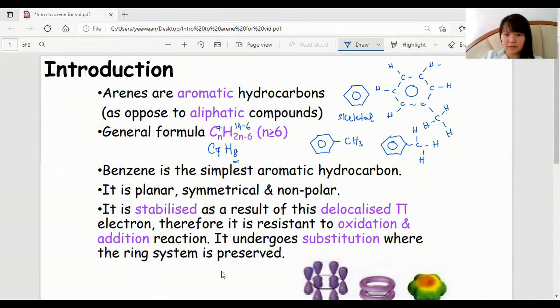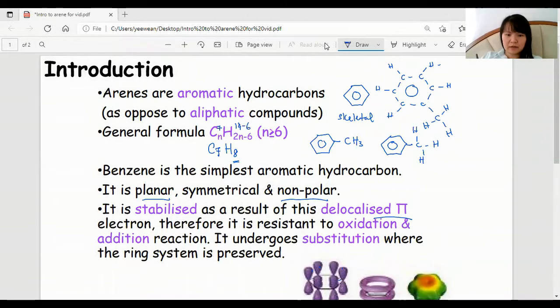Let's look at this ring structure and relate it to the alkene that we learned much earlier in the academic year. If you have 3 bonded pairs, it's going to be trigonal planar. So this whole ring is flat. It's planar, symmetrical, and non-polar because there's no one side that has more electrons than the other side.